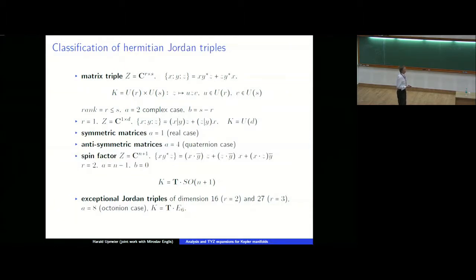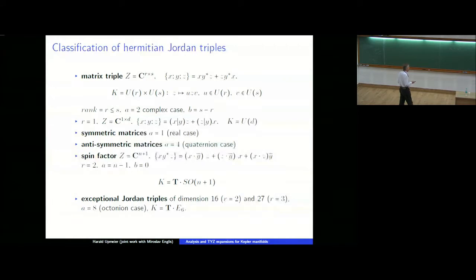The first case are the matrix triples. So we already had this as our basic example. We take all R by S matrices. Here the triple product is just xy star z plus zy star x. Very simple triple product. Clearly it is symmetric in x and z and anti-linear in y. The group K, the triple automorphisms we knew already from our previous slide, is the product of UR cross US. The rank, of course, is less or equal to S.